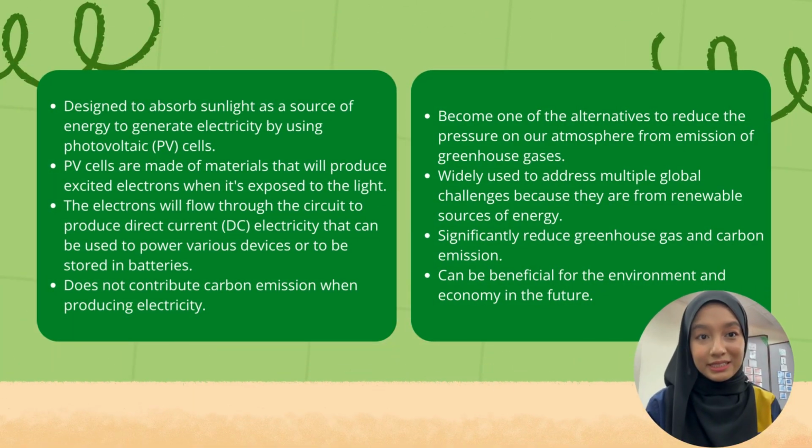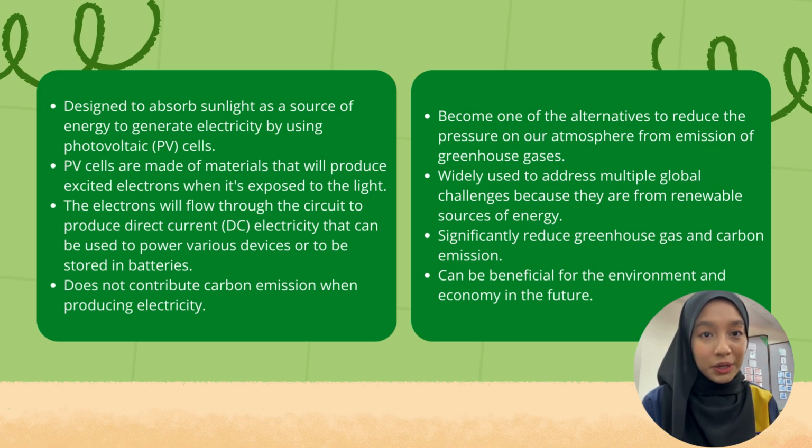A solar panel is designed to absorb sunlight as a source of energy to generate electricity by using photovoltaic PV cells. PV cells are made of materials that will produce excited electrons when exposed to light. The electrons will flow through the circuit to produce direct current, DC electricity, that can be used to power various devices or to be stored in batteries.